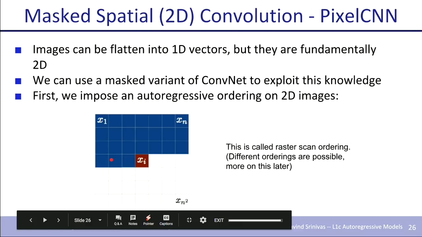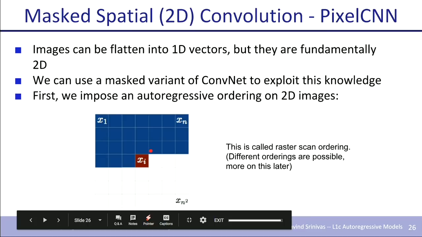So this seems reasonable. This is called raster scan ordering, and as we know, any autoregressive ordering works just fine. So different orderings are possible, and we will talk more about that later. But right now, let's say I want to find a ConvNet that achieves this constraint. What that means is that it's actually more subtle than it seems, because we picked one conditional as an example. But in fact, we wanted to infer all conditionals in one forward pass.